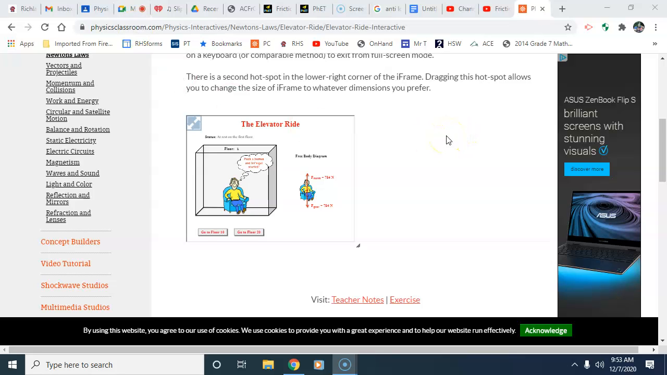Hi guys, we're going to go over some things about forces in an elevator today. And you're going to do a simulation on it.